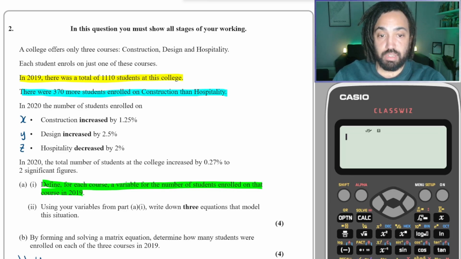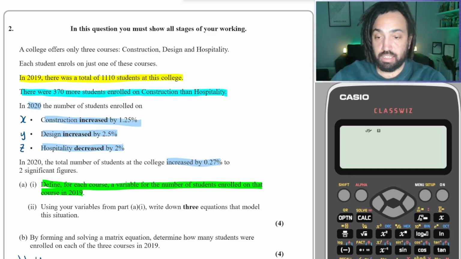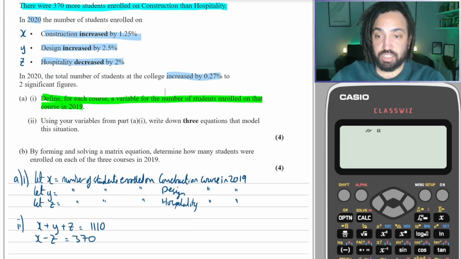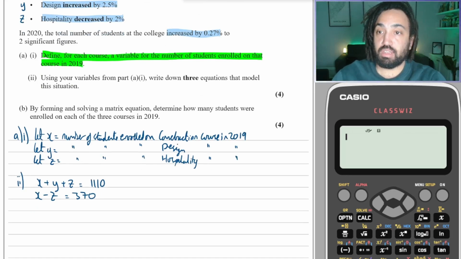Okay, and then the final equation comes from the fact that in 2020 we have increased each of these. So I'm going to have to do a multiplier of each of those, and that will give me a new value, which is the old 1110 times by that increase of 0.27. Okay, so let's work that out then.